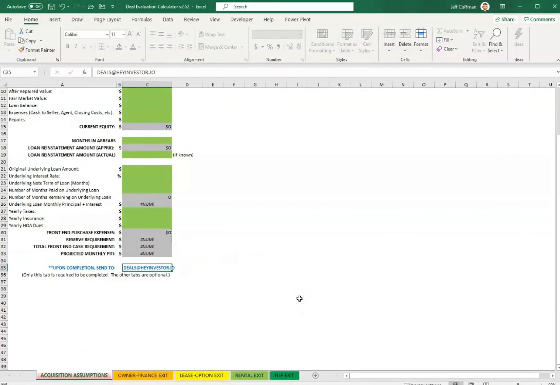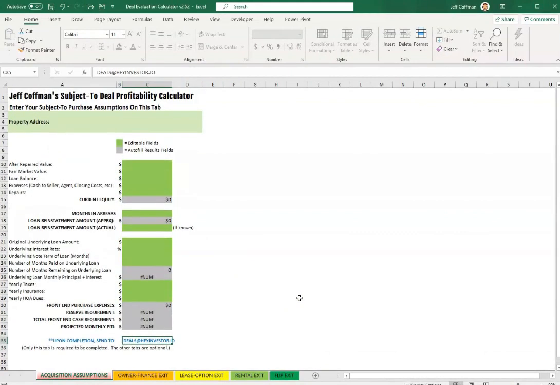So let's go ahead and jump into the calculator. I'm going to switch my screen. Okay, so here we are inside the calculator, and I've renamed this calculator the deal evaluation calculator versus the profitability calculator because what it does is take the place of a financial calculator. And this is subject to specific, so bear that in mind. This is not going to be one of your cash offer types of calculators. This is specific to subject to deals.